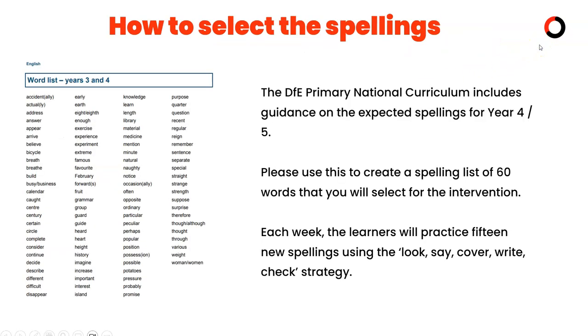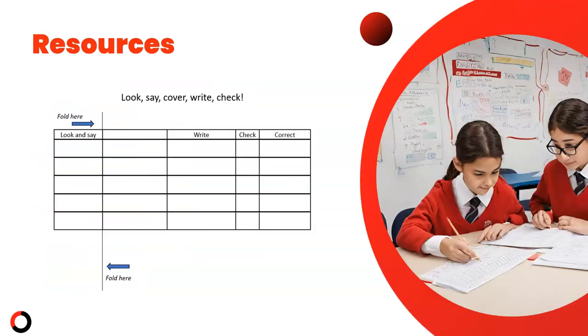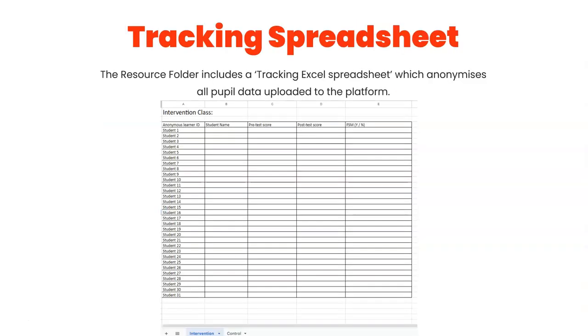How to select the spellings. So the DfE Primary National Curriculum includes guidance on expected spellings for Year 4-5. Please use this to create a list of 60 words that you will select for the intervention. Each week, learners will practice 15 new spellings using the intervention strategy. In the resource folder, you will find a template and also a tracking spreadsheet, which allows you to link an anonymized learner ID to a student in your class.